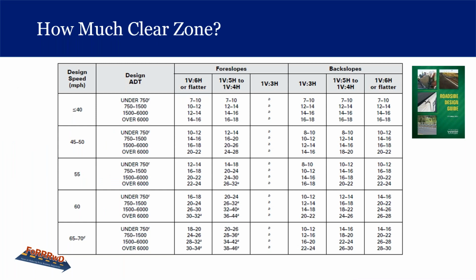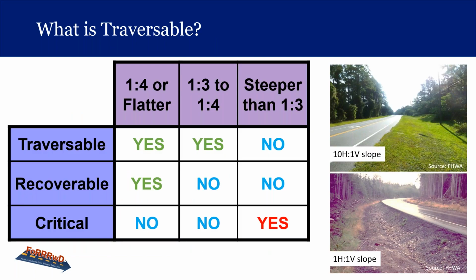Here we have a table from the AASHTO Roadside Design Guide that talks about our different roadways, different design speeds, and different traffic volume levels. Then it talks about the ditches, what the fore slope grade and the back slope grade are. They give us some guidance about what the design of these ditches should be to help the clear zone, maybe make them traversable and prevent rollovers and things like that.